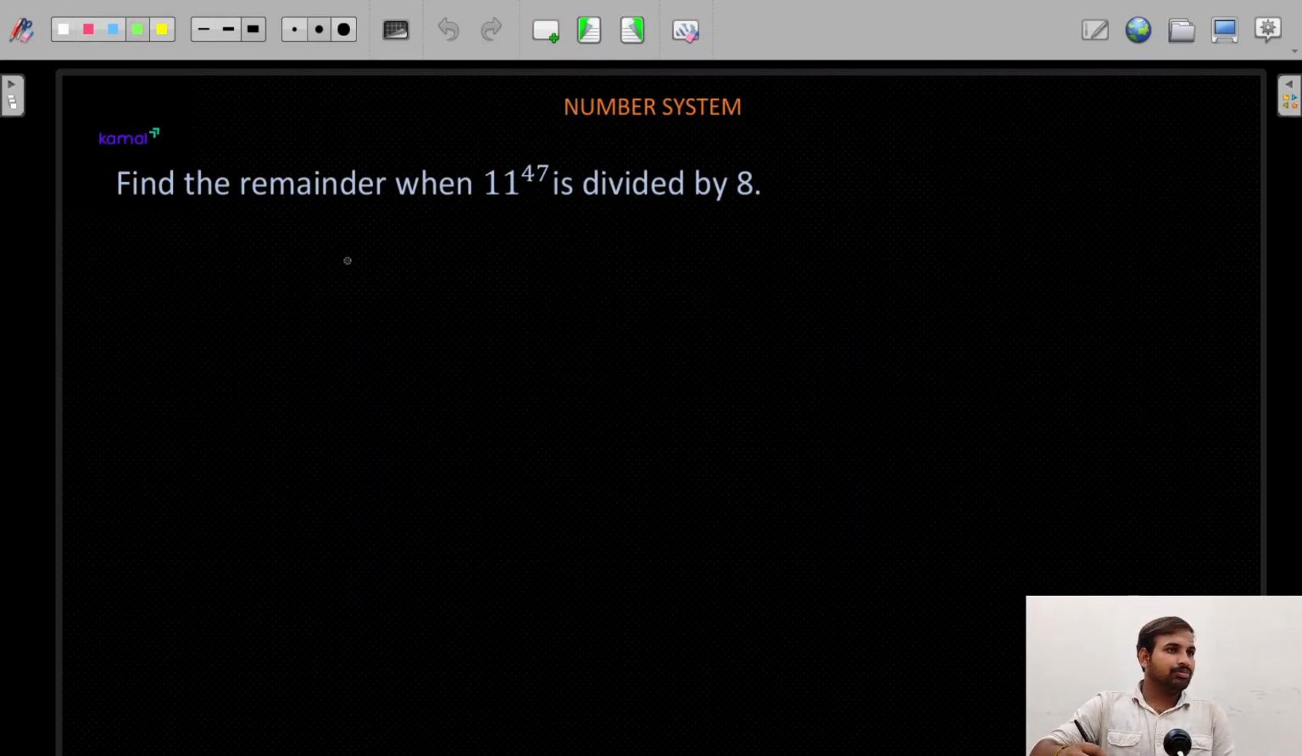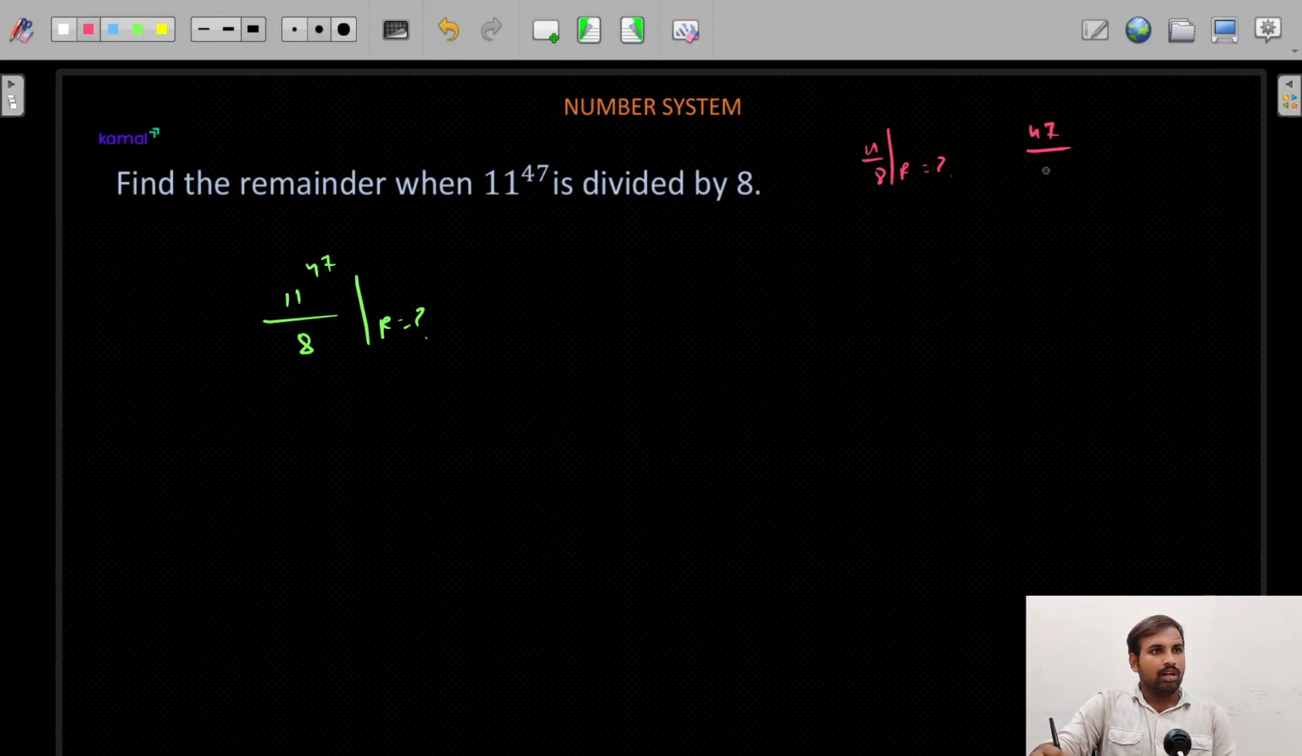Find the remainder when I divide 11 power 47, this number by 8. What will be my remainder? So always listen here. 11 power 47 by 8, I have to find my remainder. And then 47 by psi of 8, you have to find my remainder. These are the two things I have to find.